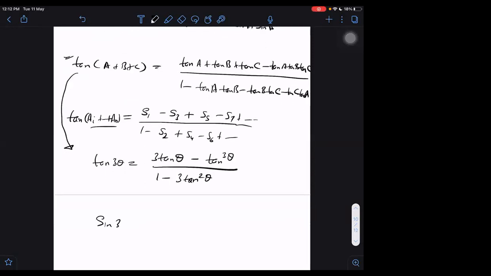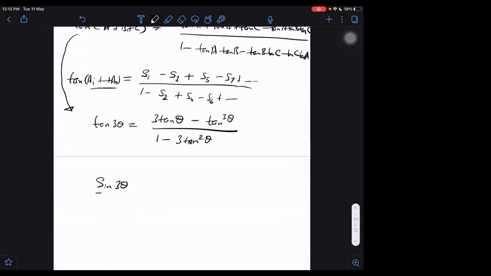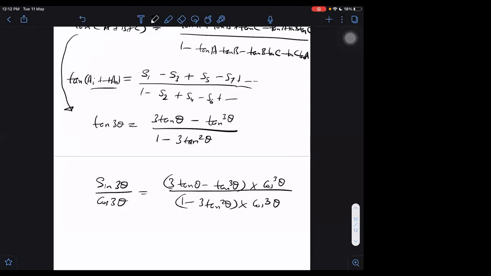Let me tell you a simple way to derive the sin 3 theta formula and cos 3 theta formula. Just do one thing: multiply the numerator and denominator by cos cube theta. It is a simple trick. Then I will be getting the formula for sin 3 theta in the numerator, and in the denominator I will be getting the formula for cos 3 theta.